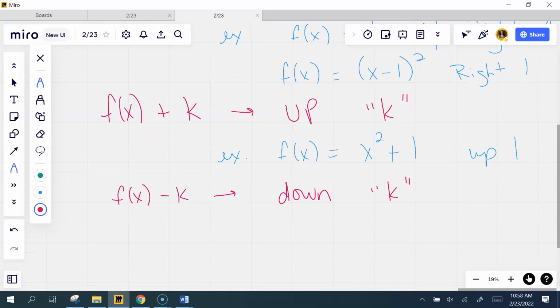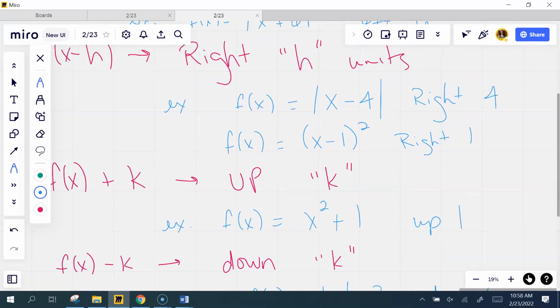Translations, or slides as we call them sometimes, are the easiest to do. Let's say this was the absolute value of x minus 3. That would be down 3. Everybody okay? I'm going to come back to dilations in just a second. Let me just make sure you understand.